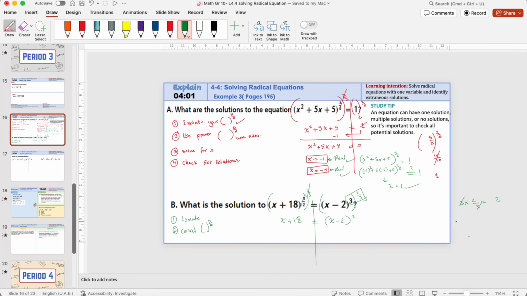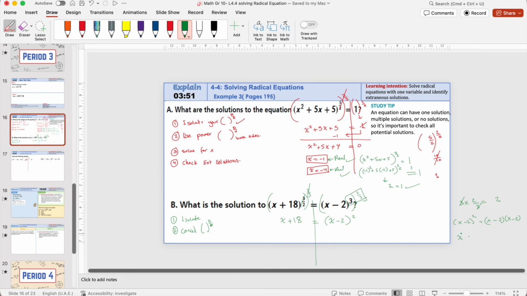Expand this on the side. So x minus 2 squared. If you don't know how to expand it, you can use FOIL method. Just multiply by itself. Personally, again, I like to expand it using the property, because I know how to do that. So it's gonna be x squared minus 4x plus 4 equals x plus 18.